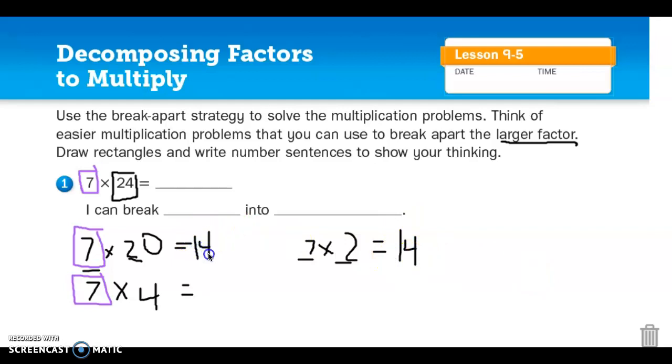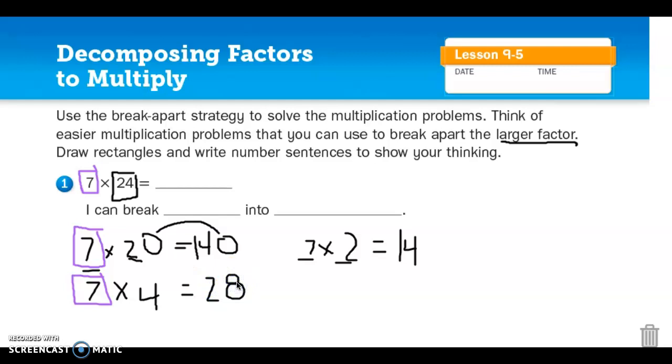But since I dropped my 0, remember we add the 0. So I have 140 because this is like multiplying by 2 ones, but now we're multiplying by 2 tens. So we have to add that 0 that we dropped off before. So part of our answer is 140. Now what is 7 times 4? Maybe you're using a helper fact like 7 times 5 to figure this out. But we should know 7 times 4 is 28.